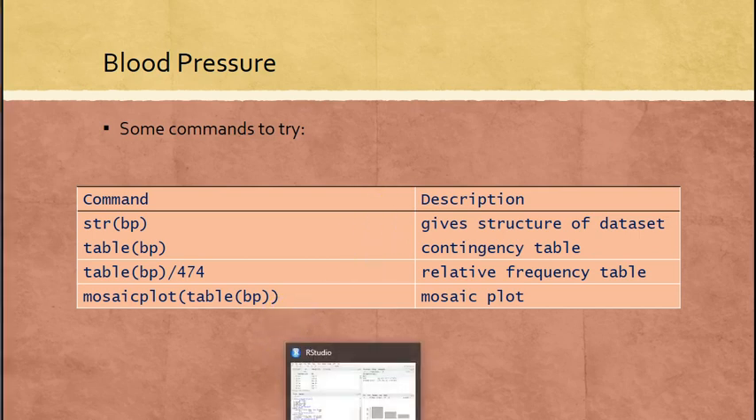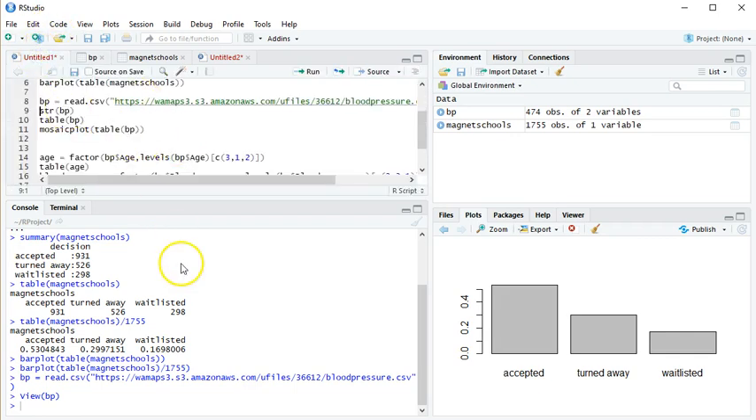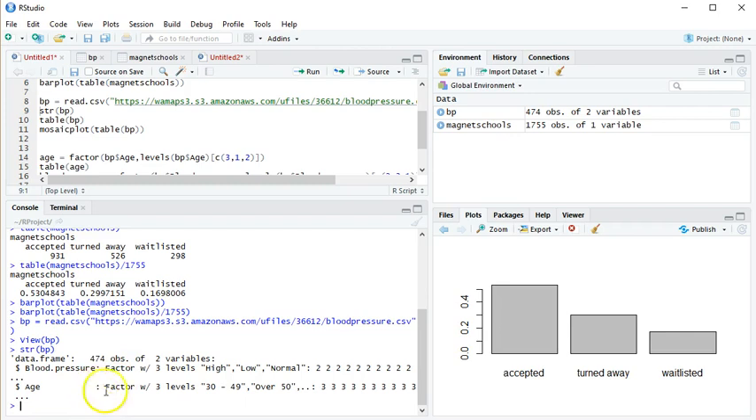Okay, let's try that. Let's start off. I'll type str BP, and you see there are 474 observations, two variables. Blood pressure is a factor, which means categorical variable: high, low, or normal. Age is also a categorical variable: 30 to 49, over 50, and then under 30 should be the other one.